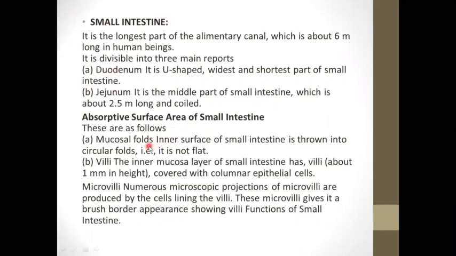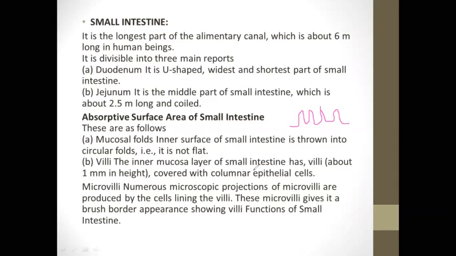So we have certain folds, let me just show you. We have the mucosal folds, the inner folds of the small intestine. We have the circular folds. You see that it will be like this. These kinds of folds enable the process of absorption. So these are folding structures, and it is not flat.